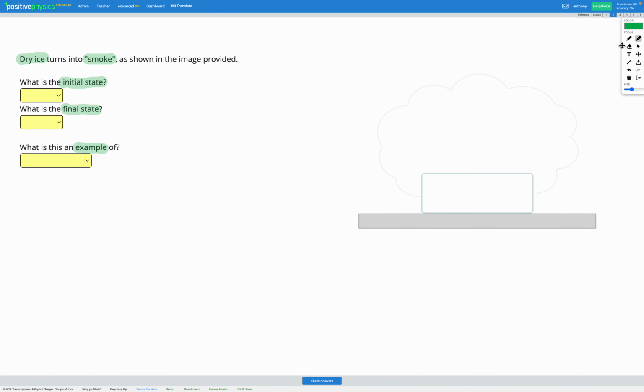So first, let's go ahead and think about all our different changes of state. So we've got our three states. We've got solid, we've got liquid, and we've got gas. So if we have a solid and it turns into a liquid, that's melting. For example, an ice cube melts from a solid into a liquid. So solid to liquid is melting. What about going from a liquid into a solid? That would be going from water to ice. That's freezing.